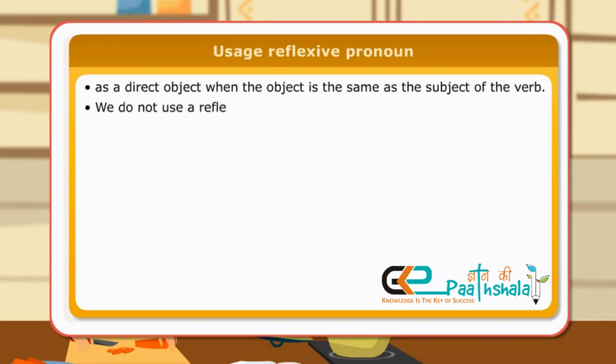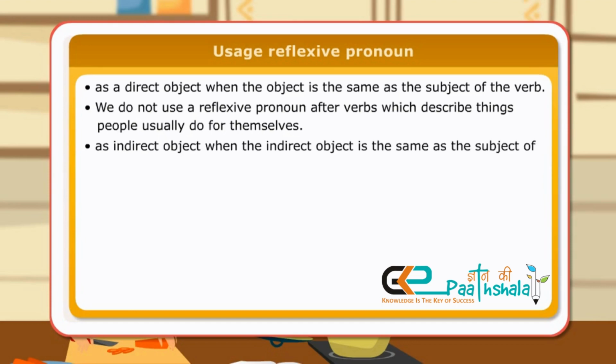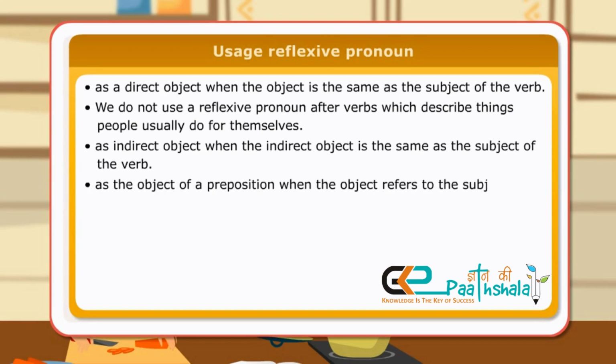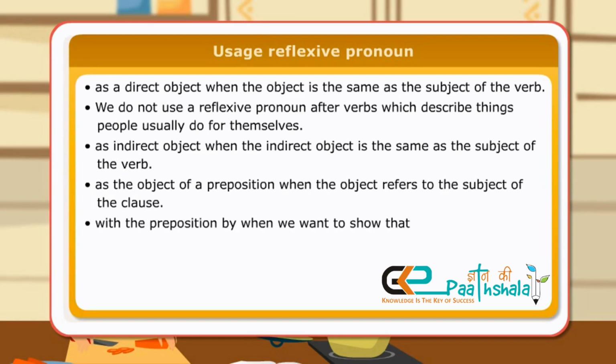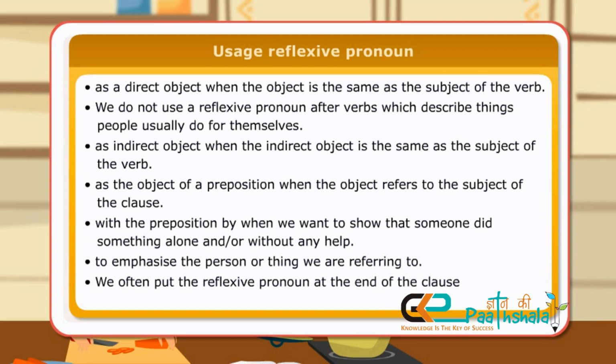We do not use a reflexive pronoun after verbs which describe things people usually do for themselves. As indirect object, when the indirect object is the same as the subject of the verb. As the object of a preposition, when the object refers to the subject of the clause. With the preposition by when we want to show that someone did something alone and or without any help. To emphasize the person or thing we are referring to. We often put the reflexive pronoun at the end of the clause when we are using it for emphasis.